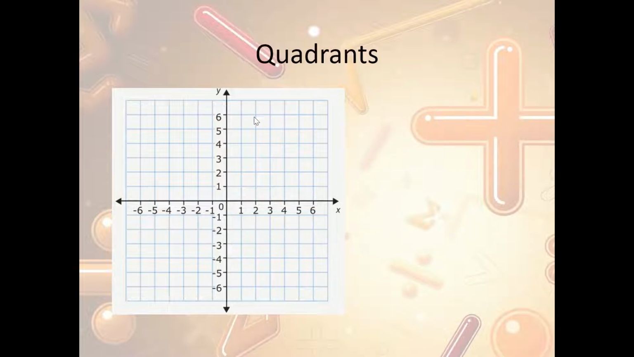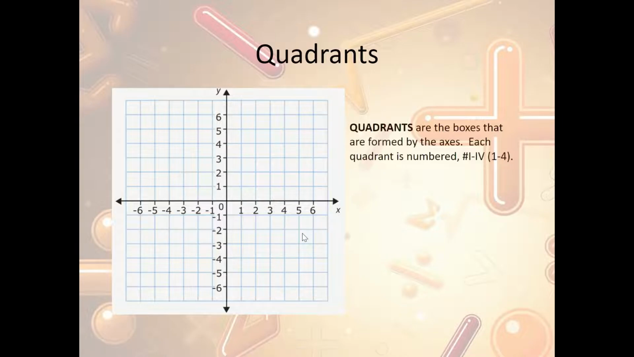From that, we form what we call quadrants. Quadrants are these boxes that are created from the axes. So this is a box, this is a box, this is a box, and this is a box. We label them I through IV, or 1 through 4. This is quadrant 1 right here. This is where we begin. And then we go counterclockwise this way around to create the other boxes. So this is quadrant 2, this is quadrant 3, and this is quadrant 4.